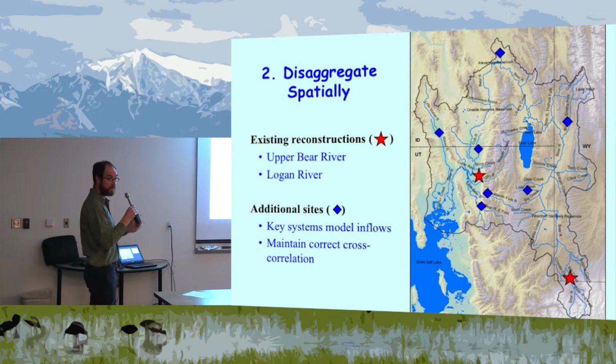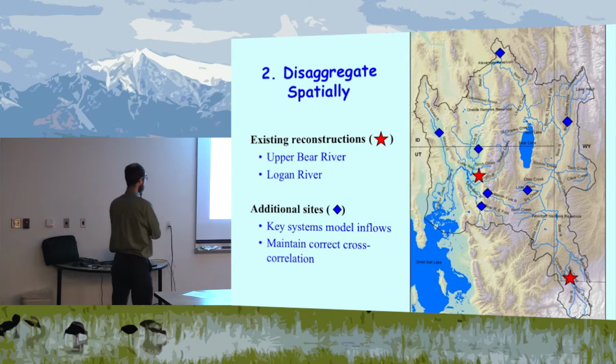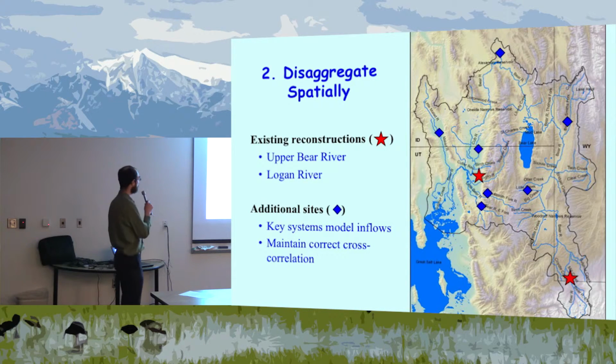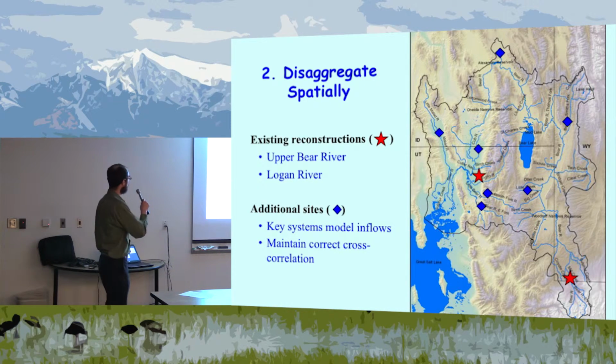But we will need to represent these inflows if we're going to completely or correctly track flows through the entire river basin. One of the important things in doing this disaggregation is to make sure that we're maintaining the correct cross correlations between, for example, flow that we observe in the Bear River headwaters at the Utah-Wyoming border and flows in other locations in the basin.